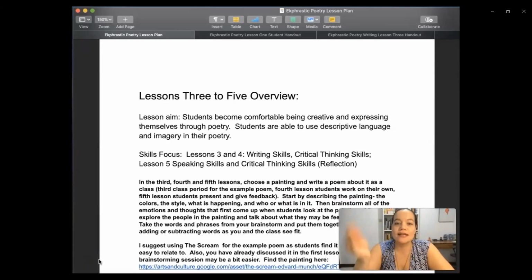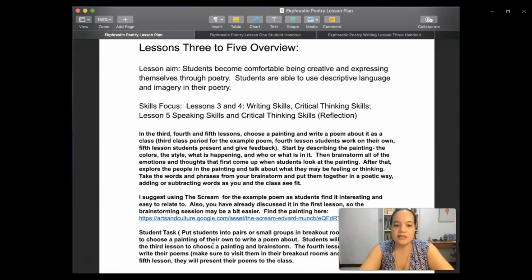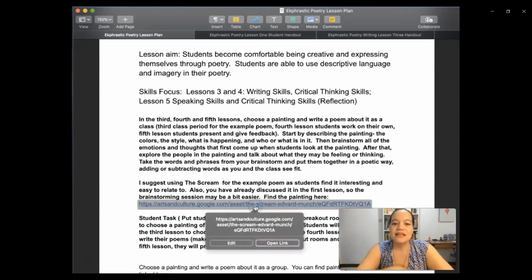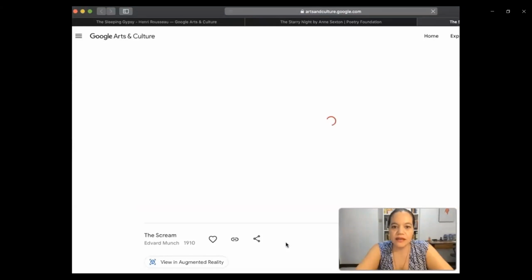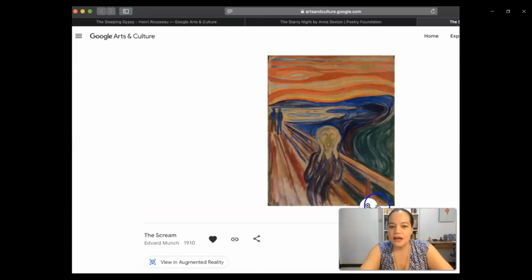you will be working together with the students to write a poem together as a class before splitting them into groups to start working on their own poems. So I do suggest using The Scream for the example poem because I find that it is a painting that students find very easy to relate to, especially these days, because, well, you'll see. I'm sure you're familiar with The Scream. Let's take a look at it. So this is by Edvard Munch from 1910.